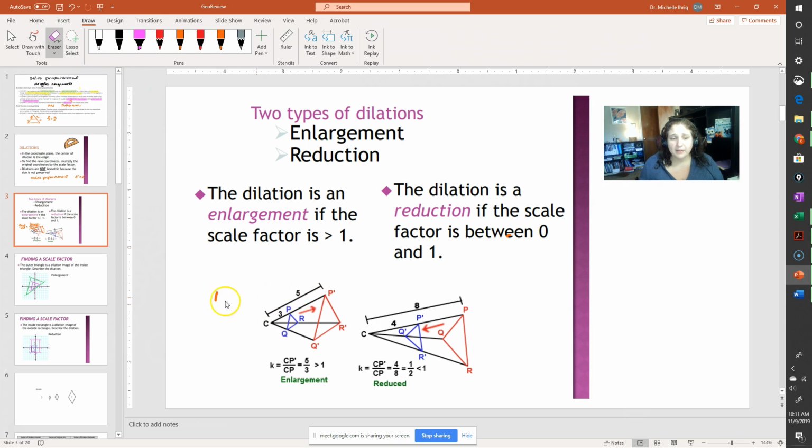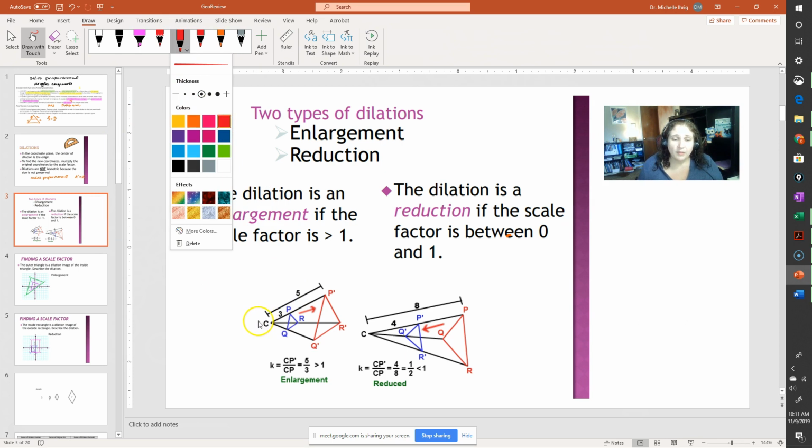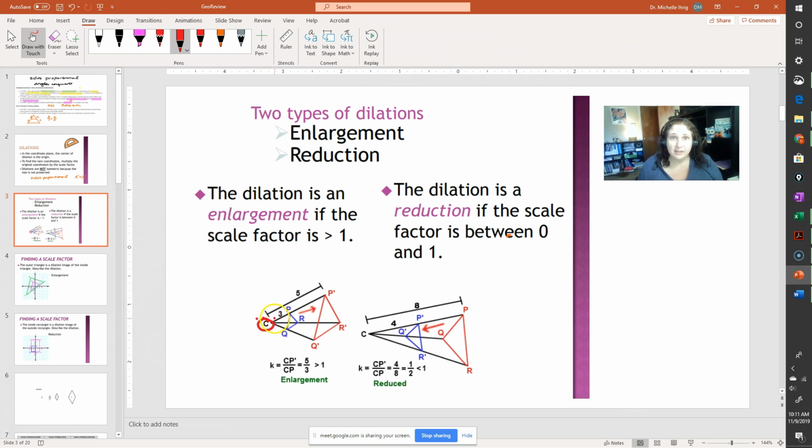If we look here in this picture, we can see that the distance from C, the center of dilation, to P is 3. So instead of doing it like P'R' over PR, you can also do it by the distance between the center of dilation and a point. And again, remember the image is always going to be on the top and the pre-image is always going to be on the bottom, or the prime will always be on the top and the one that doesn't have the prime would always be on the bottom.